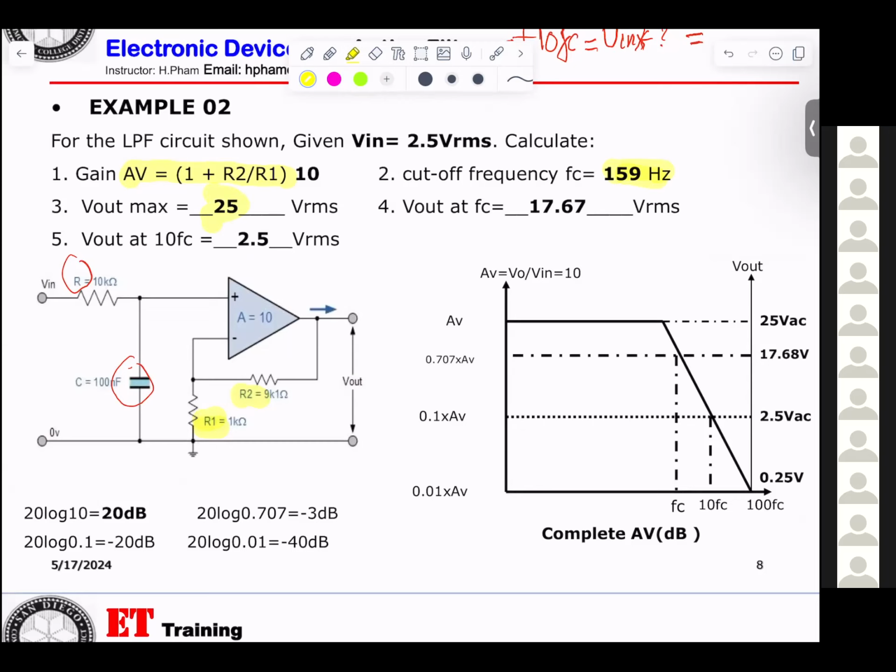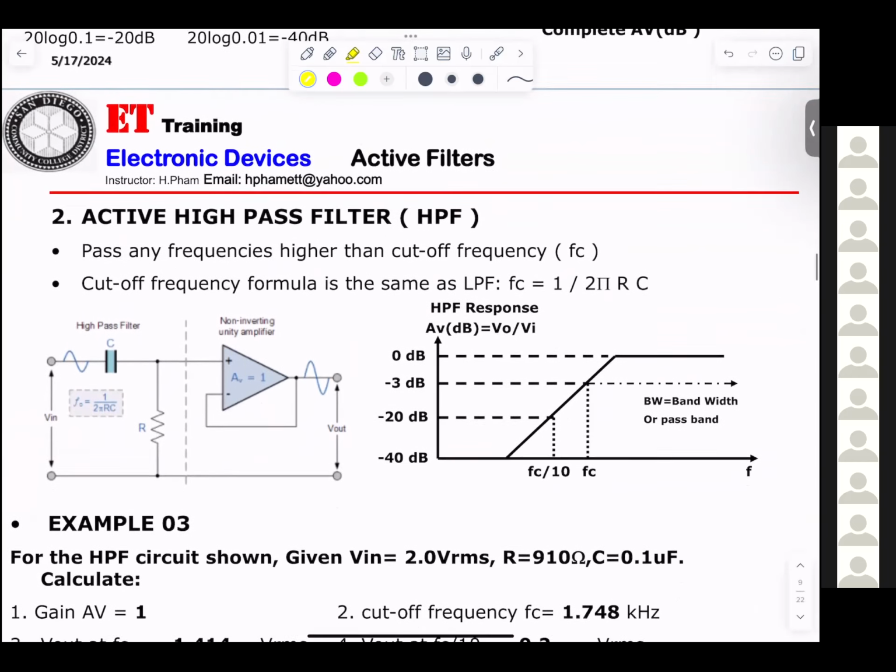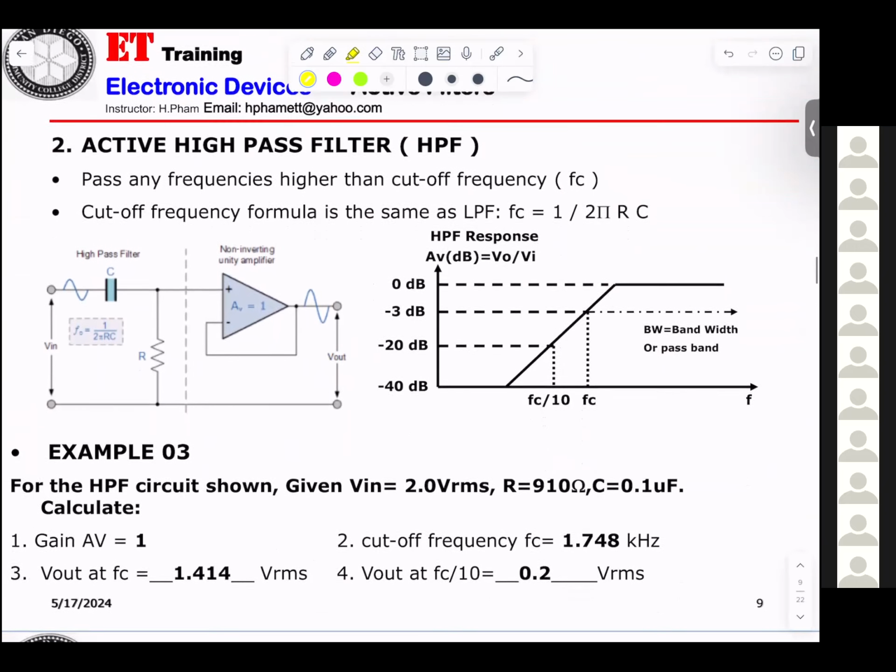Okay? And they can ask you VL. FC, you know FC, at 10 kilohertz, 10 times FC, equivalent to 0.1. Okay? So that's why you get 2.5. Okay? So you can try to do it. Otherwise, we don't have enough time.